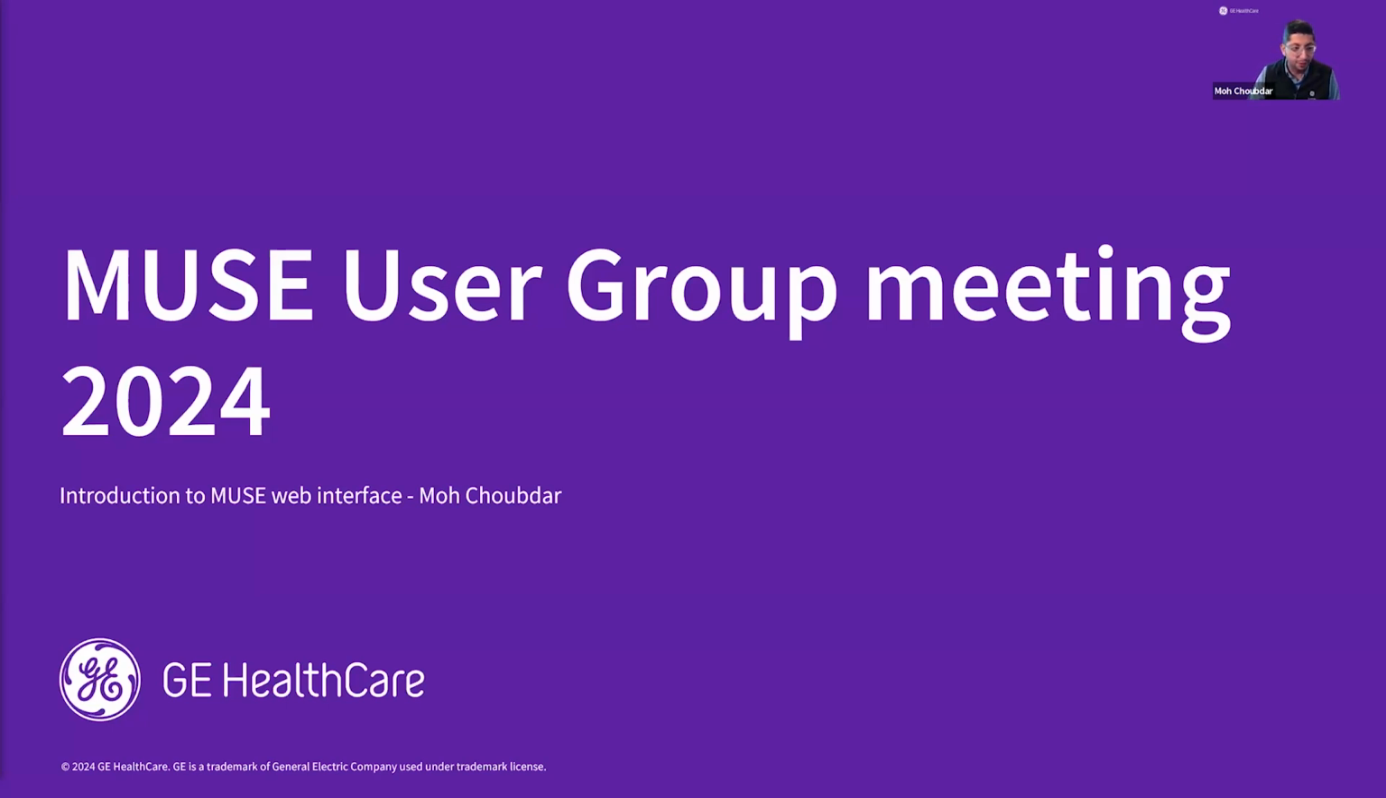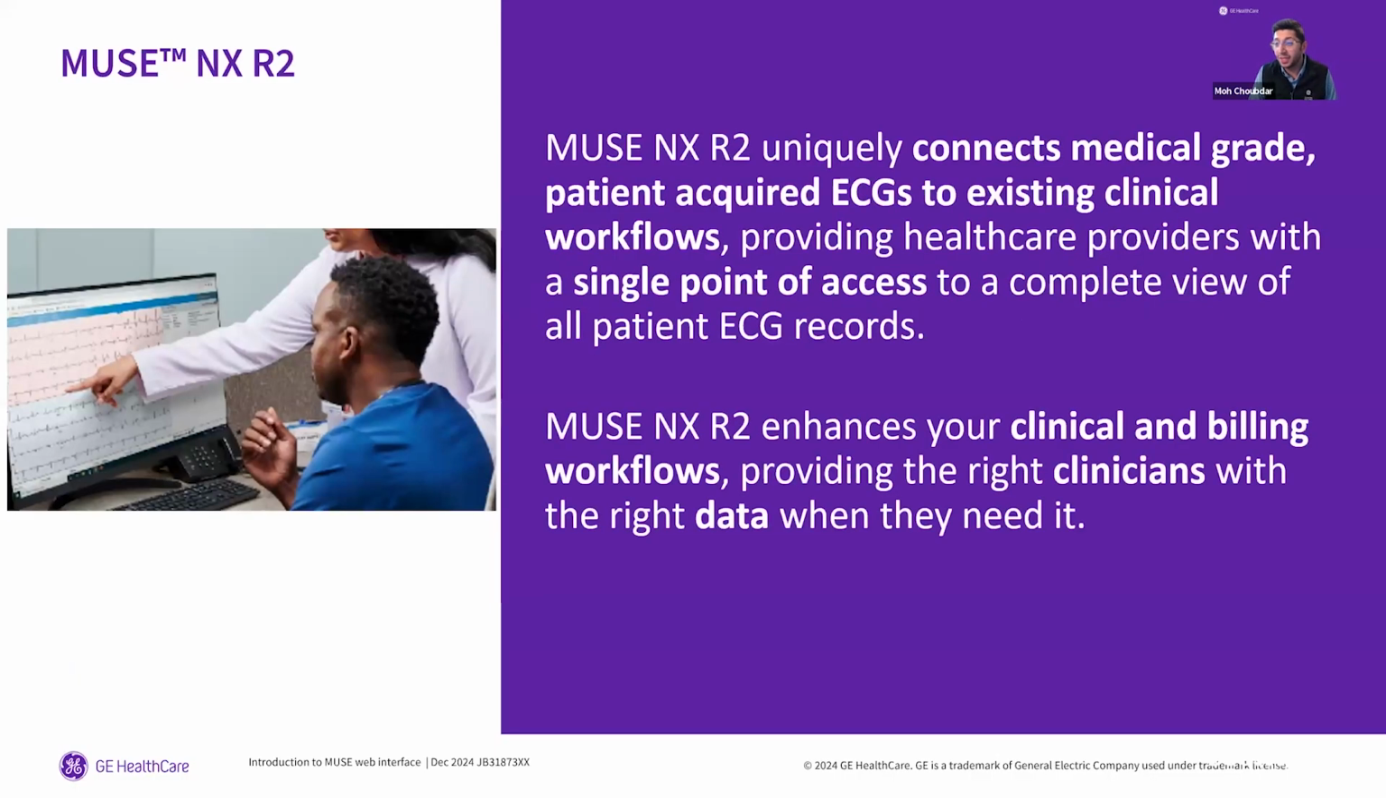So, first, I wanted to start with just reminding everyone Muse NX R2 has been out for a while, and we have improved upon our Muse Enterprise legacy and brought it to NX, which brings us essentially this web client, and it improves on the workflow as a single point of access to see all the patient records regarding ECGs, stress, and Holter. It also enhances the clinical and billing workflows, making sure that the right clinician has access to the right data when they actually need it.